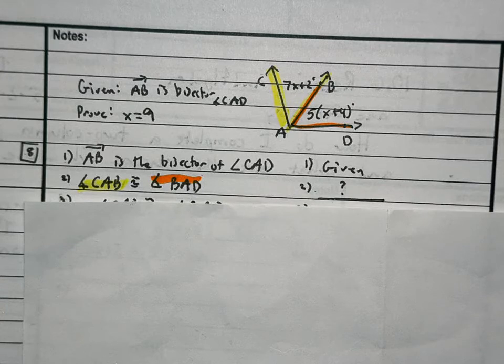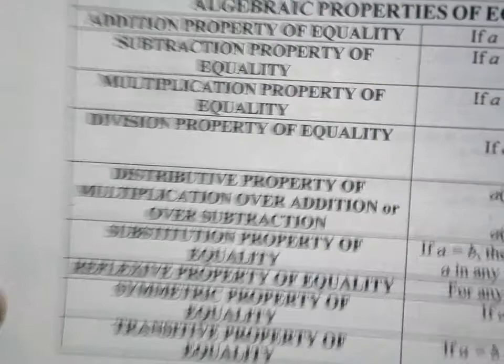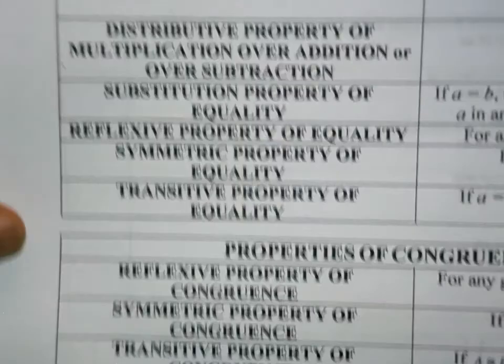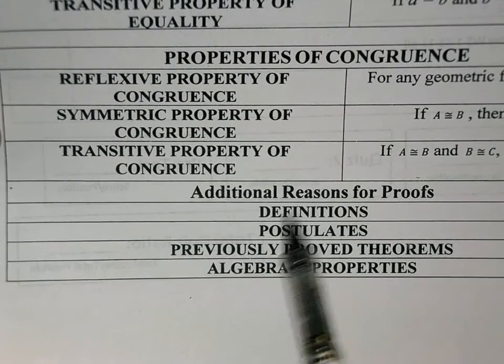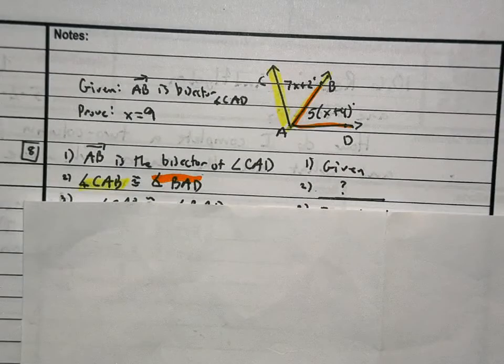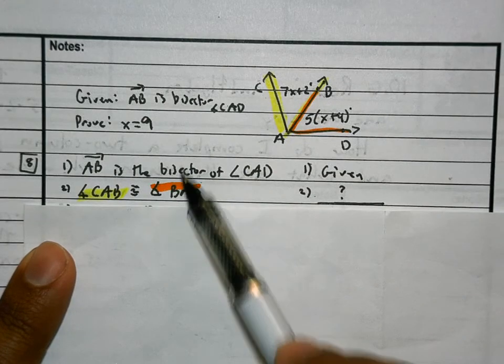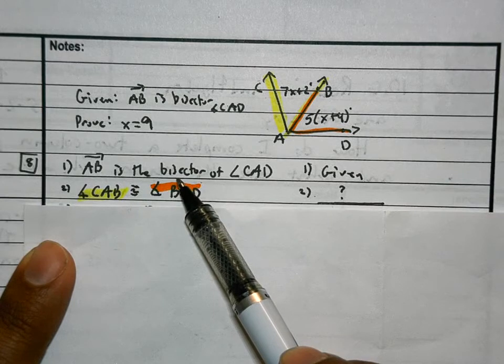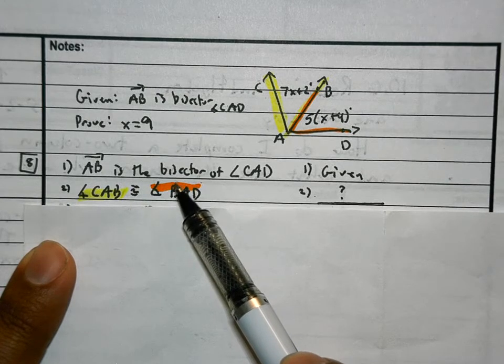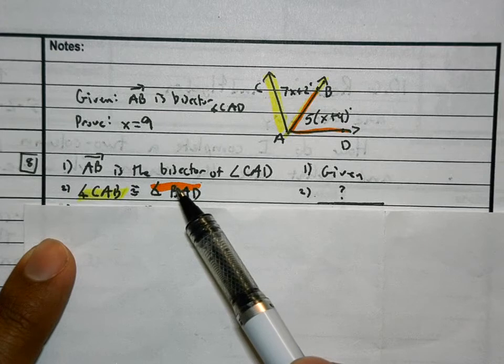Okay. So let's go back and let me highlight what I talked about earlier. These are your properties. You're not using any of those properties. Sometimes you have to use additional reasons for proofs. We might need to use the definition of a word. There's a key word in what was given that Logan was touching upon. AB is the bisector of CAD. Do you know what that word bisector means? It splits the angle into 2 equal angles, 2 congruent things.